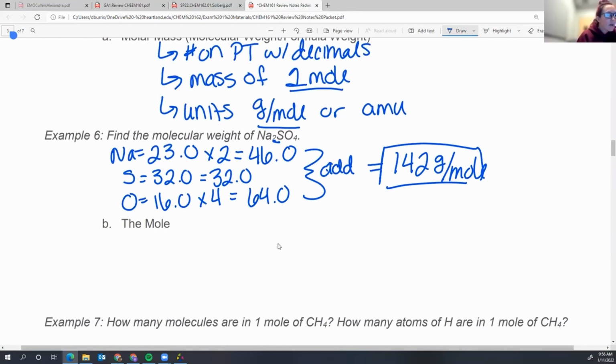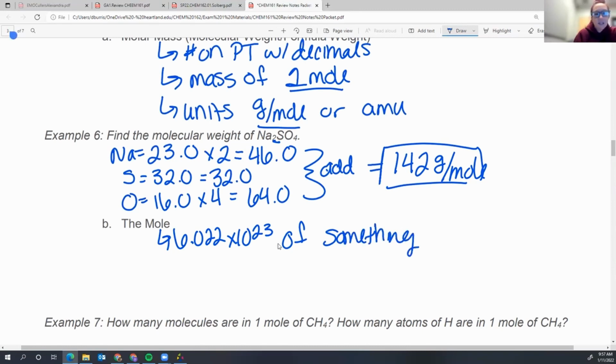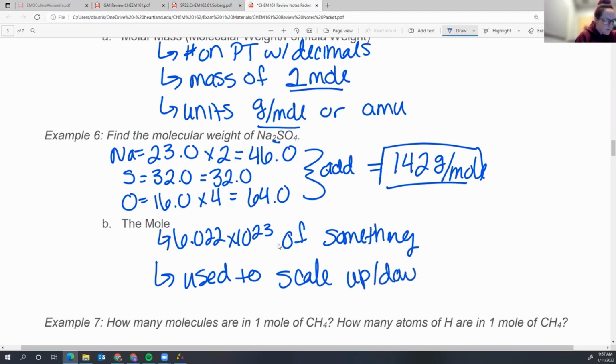Now, of course, the mole. What is a mole? A mole is 6.022 times 10 to the 23rd of anything. Why do we use it? Well, we use it so we can scale up, because when we weigh things, we can get the mass of things, right? You can't actually count out the number of particles. So the whole point of the mole is so we can scale things up to a usable amount. So it's used to scale up or down the number of particles. All right, that's going to be super useful.